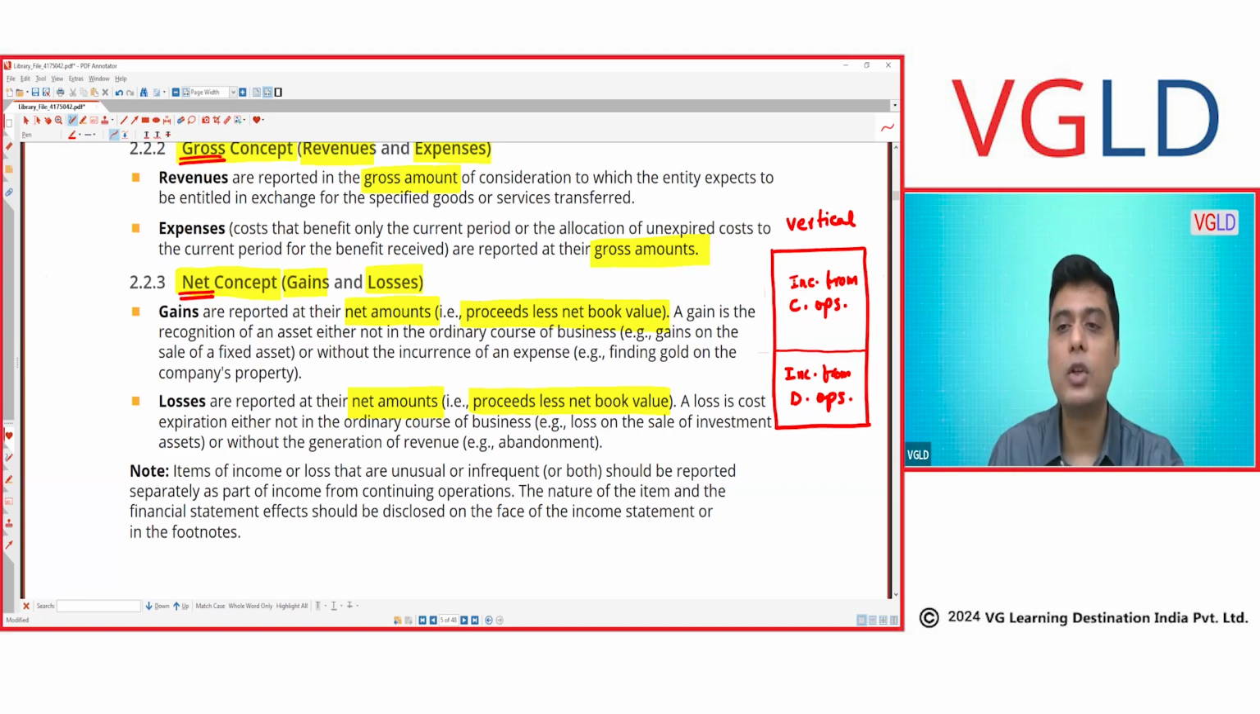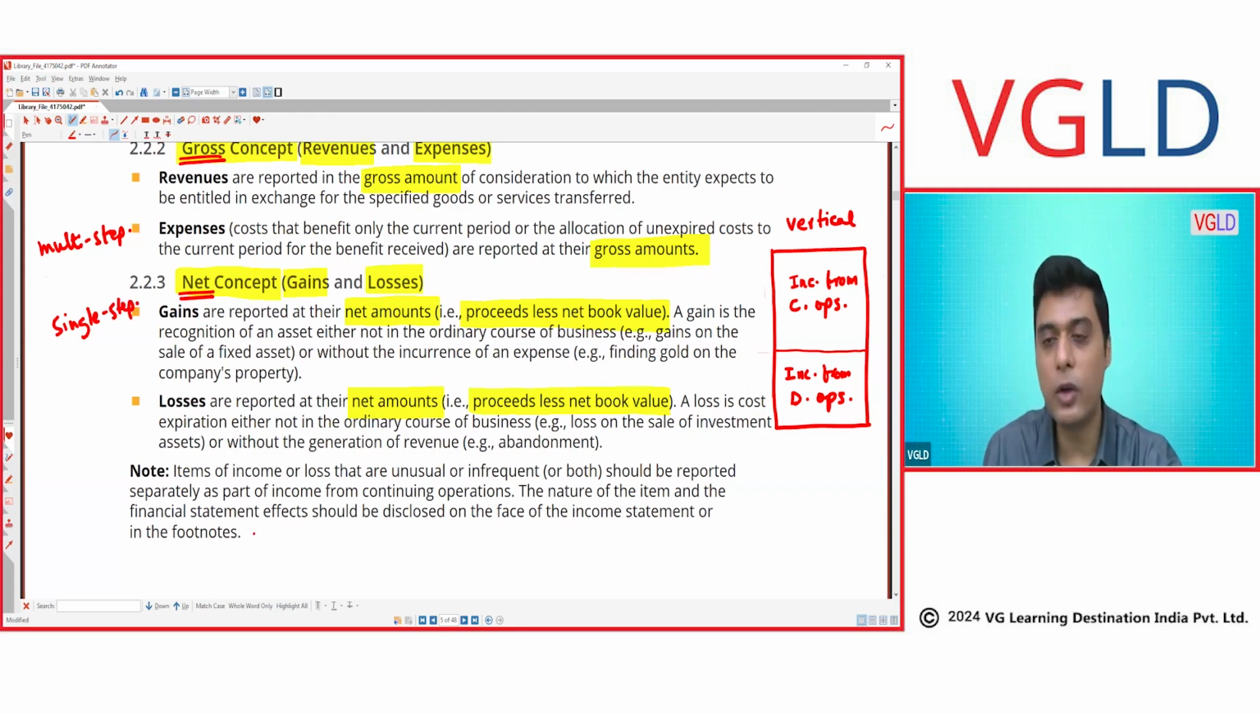And there are two formats of the income statement. One is called a multi-step income statement, and the other one is a single-step income statement. We will see the format of both of them in just a moment. Multi-step and single-step income statement. So here in this last paragraph, what they said was, if there is any item which is unusual, if there is any item which is infrequent, or both, it is unusual as well as infrequent.